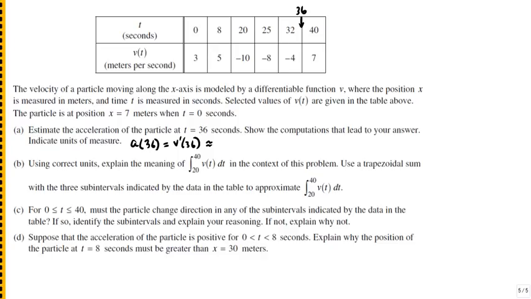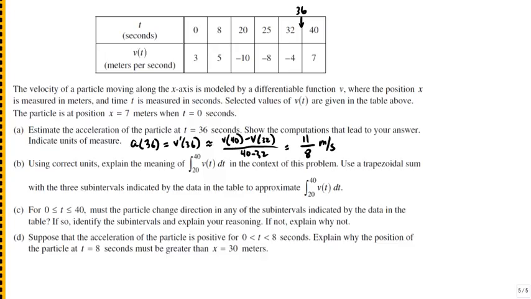We're going to find the slope of the secant line between points (40, 7) and (32, -4). And so that comes out to be 7 minus -4, which is 11, over 8. And the units of measure for this are going to be meters per second. And it's meters per second because we are estimating the velocity.